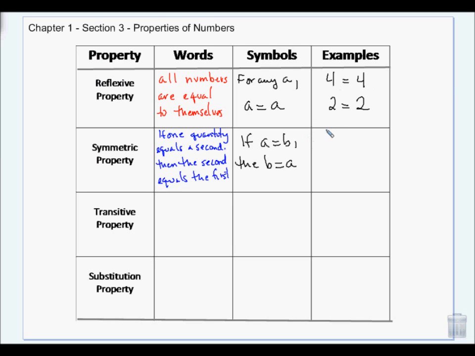Examples of that. Six plus 6 is equal to 9 plus 3. So 9 plus 3 is equal to 6 plus 6. Or you might say like 5 is equal to 2 plus 3. So 2 plus 3 equals 5. That's just another example.